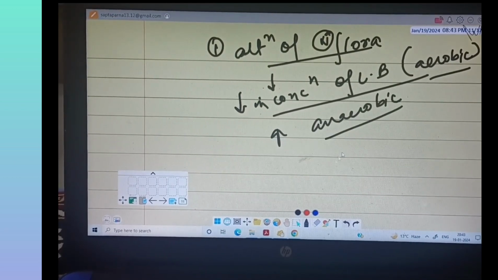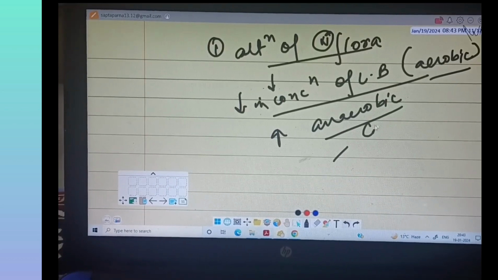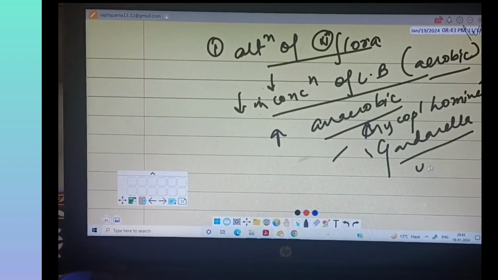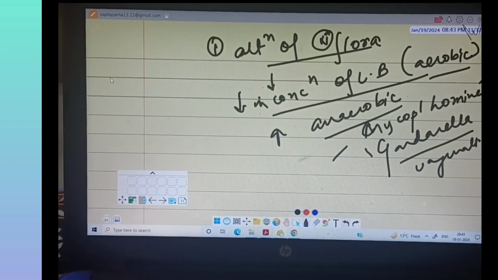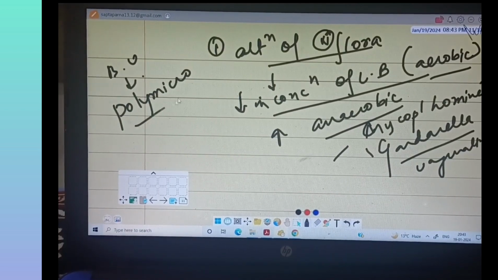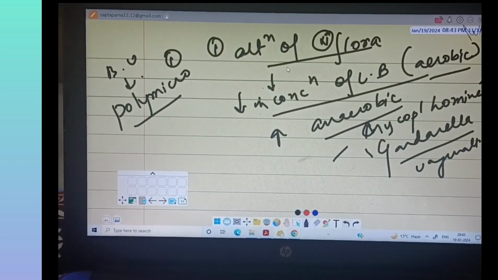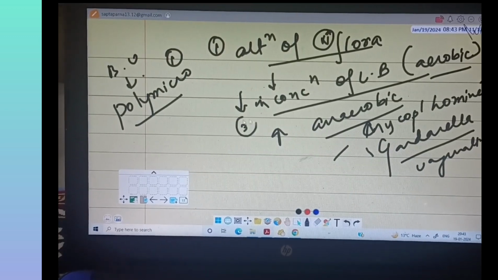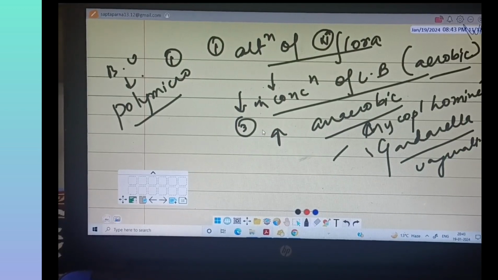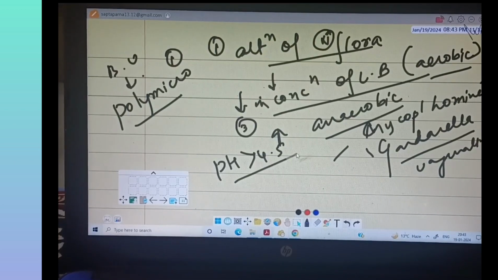So which are the anaerobic bacteria? One is Mycoplasma hominis. Next is Gardnerella vaginalis. These are the predominant organisms causing bacterial vaginosis. One important thing is that it is polymicrobial. Number 1 point, it is polymicrobial. Number 2, there is alteration of normal flora. Number 3, there is an increase in the concentration of anaerobic species and a decrease in the concentration of lactobacillus. Since there is a decrease in lactic acid, the pH will be more than 4.5.